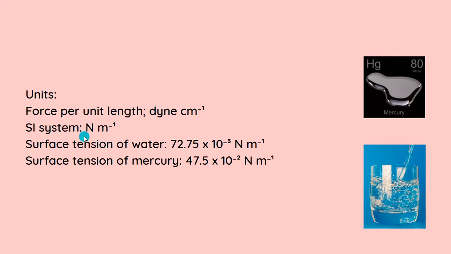According to the SI system, it's Newton per meter. The surface tension of water is 72.75 into 10 to the power minus 3 newtons per meter. On the other hand, that of mercury is 47.5 into 10 to the power minus 2 Newton per meter. So obviously the surface tension of water is more than that of this one, right? Because it has 72.75. No, it is the surface tension of mercury which is higher, because of 10 to the power minus 2. Remember, that is also important. We can't just look at these numbers.